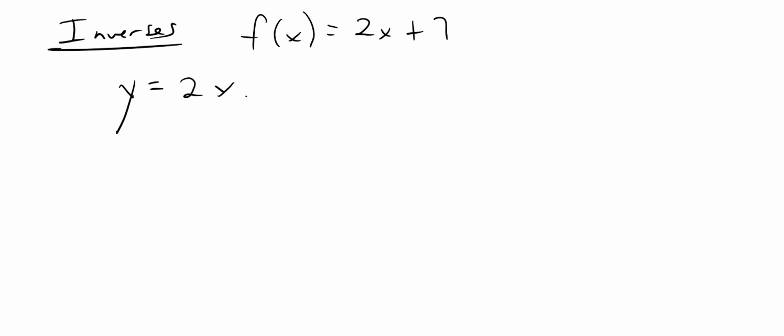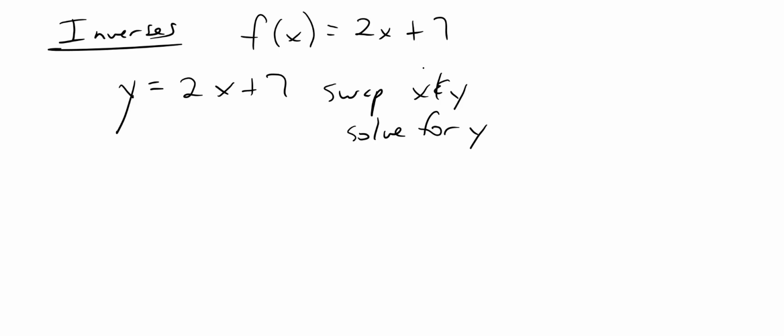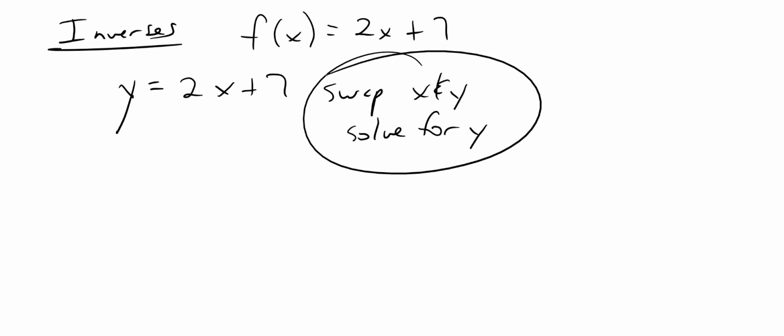So basically, an inverse is, let me just do an example. Actually, I'll give you f of x equals 2x plus 7. So what you need to realize is, let's write this as y, because it works a lot better. So if I write y equals 2x plus 7, it's easier. And then what you do is you swap the x and the y, and then you solve for y. That's all you do. That's how you find the inverse. Swap the x and y and solve for y.